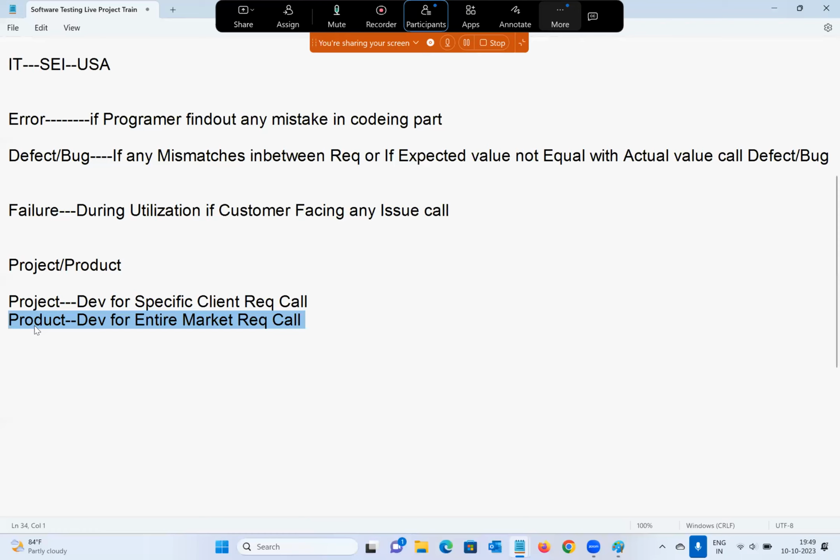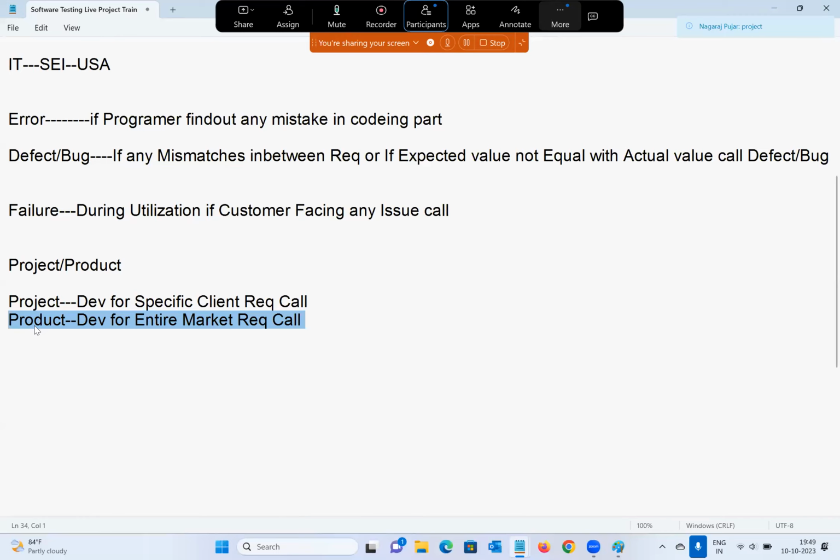Guys, AK-47, is it a project or a product? Abhishek, it is not a product. We don't have permission to use an AK-47. It is actually developed for army people. Of course, nowadays it has become a product, but don't call it a product. Call it only a project.